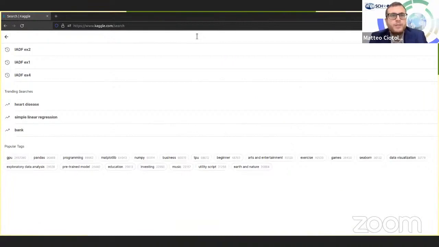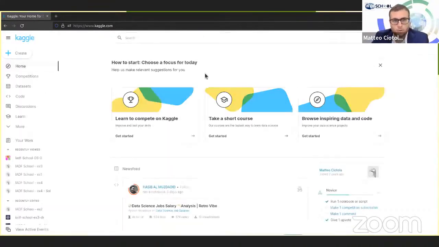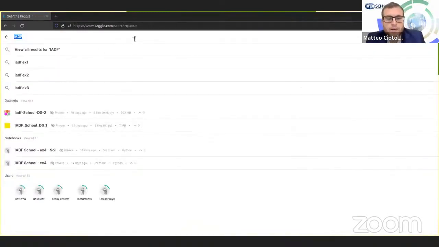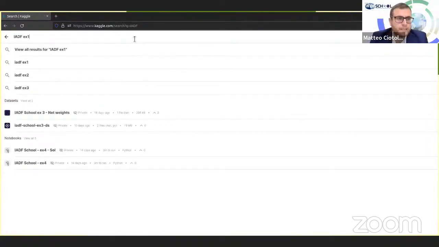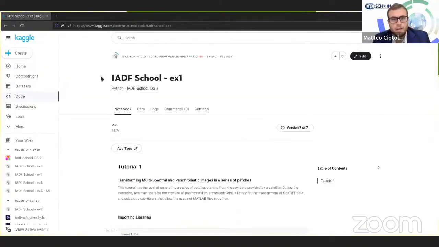Okay, so the time for signing in to Kaggle has ended. So let's go to our first exercises. You can go to Kaggle, log in, and in the search bar, you should write IADFX1, and you will see the first notebook.